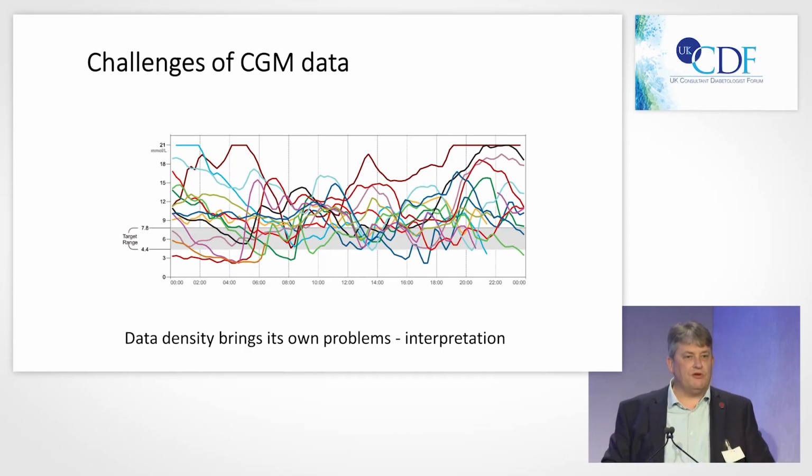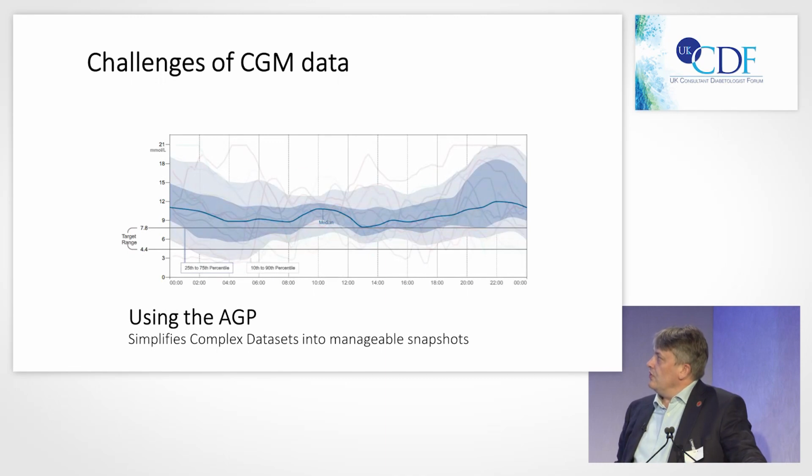So you've seen a number of graphs looking like this already. And the challenge with this graph is we can't manage this data stream. None of us has got a big enough brain to manage this data stream. It's too complicated. So for us to be able to manage the data stream, we need a simpler way of looking at it.